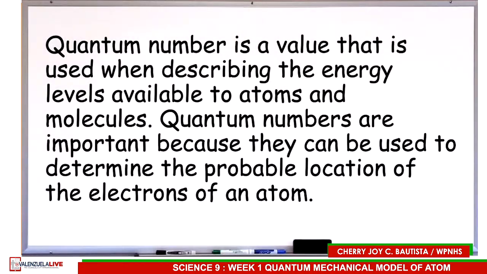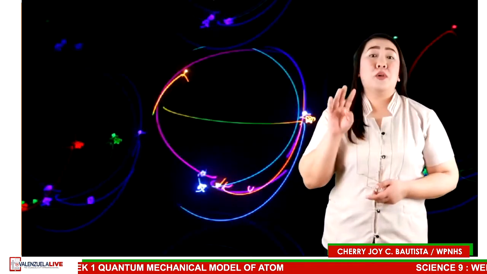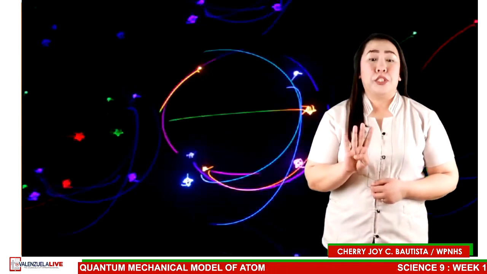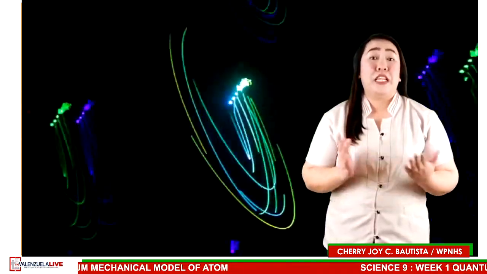Quantum number is a value that is used when describing the energy levels available to atoms and molecules. Quantum numbers are important because they can be used to determine the probable location of the electrons of an atom. A total of 4 quantum numbers are used to completely describe the movement of each electron in an atom.